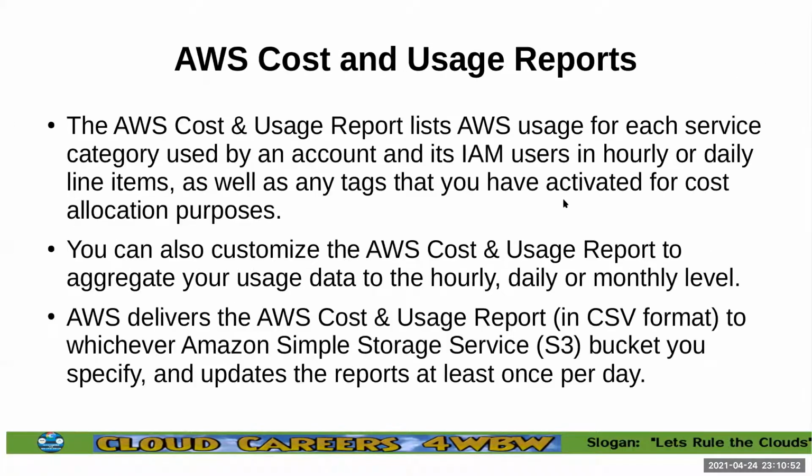And always remember that when you're thinking Cost Explorer, easy to use interface that lets you visualize and understand how cost is going, it is completely different from the Cost and Usage Reports. This is one you should remember: data is always delivered in CSV format and is stored in an S3 bucket that you specify. It lists AWS usage for each service category used by an account and its IAM users in hourly or daily line items, as well as any tags that you have activated for cost allocation purposes.